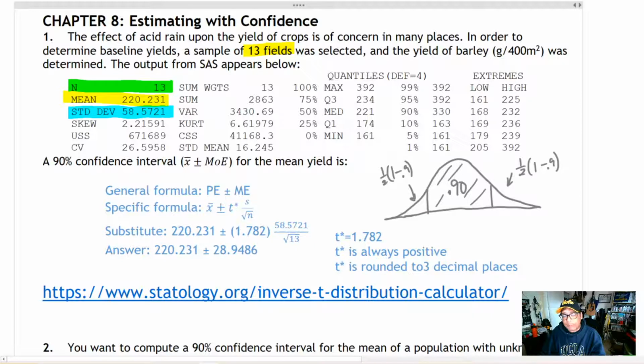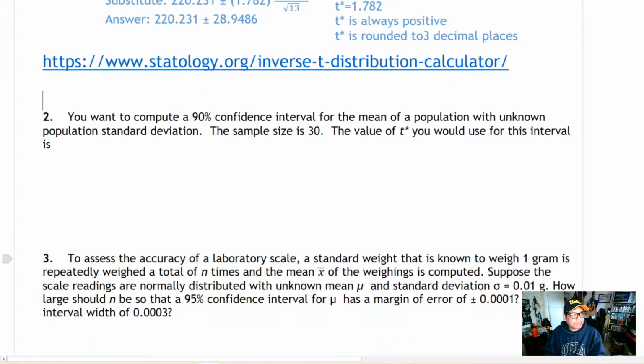Which was, of course, the same thing we got from the TI calculator. So it's totally up to you how you want to figure out your T stars. I think the web is actually a little bit easier here.